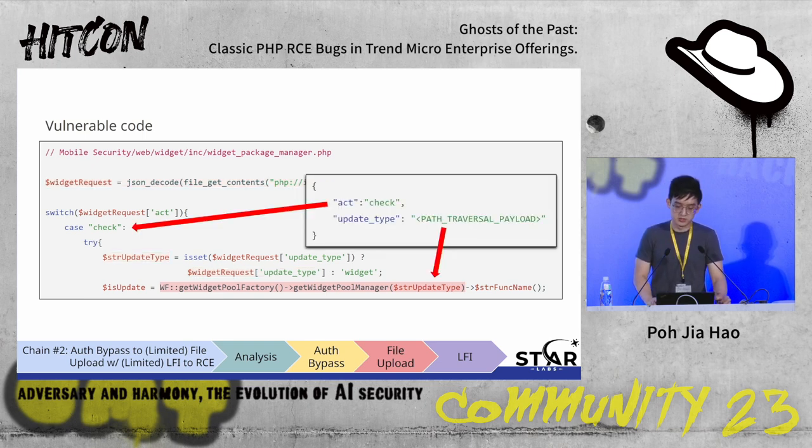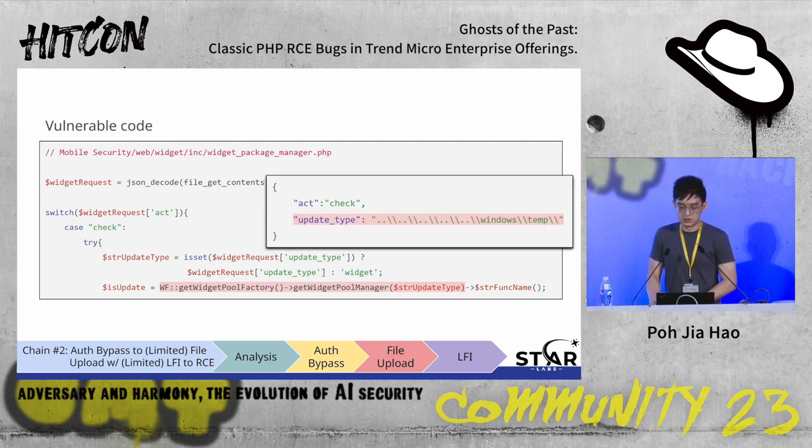To reach the sink, the JSON key act has to be set to check, and our payload should go inside the update type key. So for the update type key, we just have to pad with our path traversal sequence and append the Windows temp directory path.